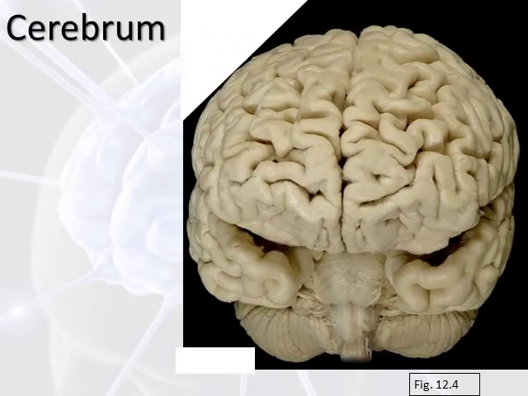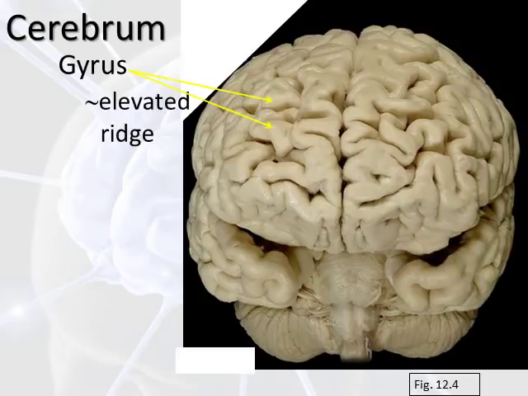All right, so the cerebrum is shown here. This is the largest portion of your brain, and we're going to get into the details of the different sections of the cerebrum and what their functions are. So before we do that, we're going to look at just some basic anatomy of the cerebrum. And so we have this thing called a gyrus, and what a gyrus means is just an elevated ridge.